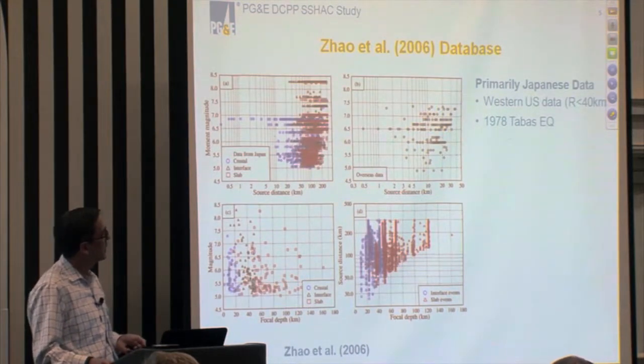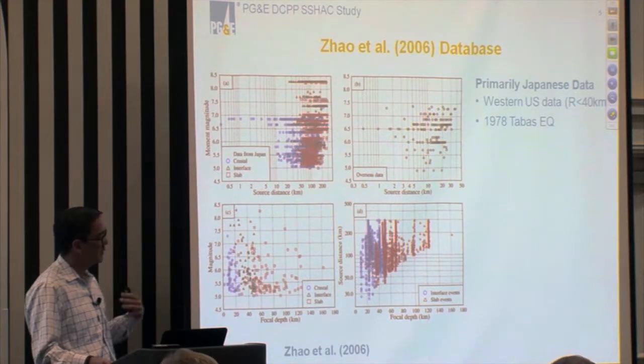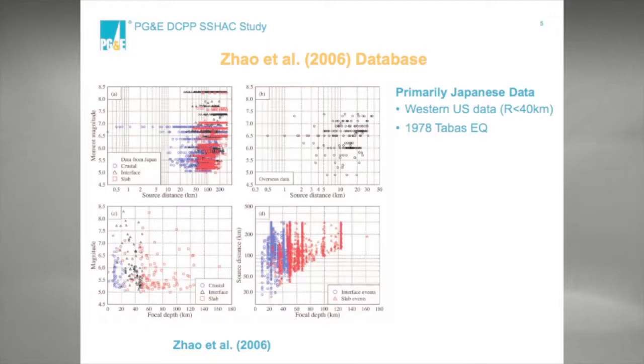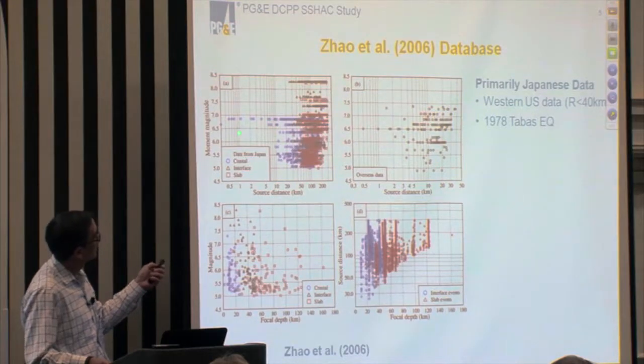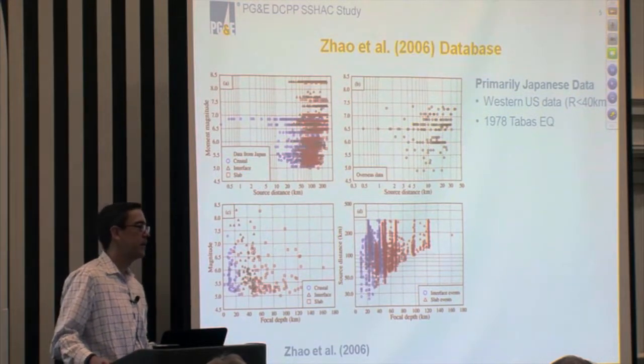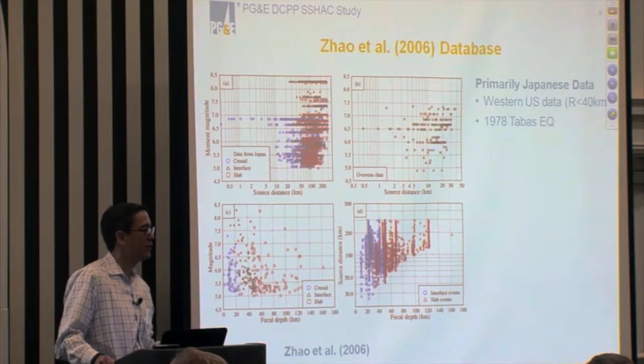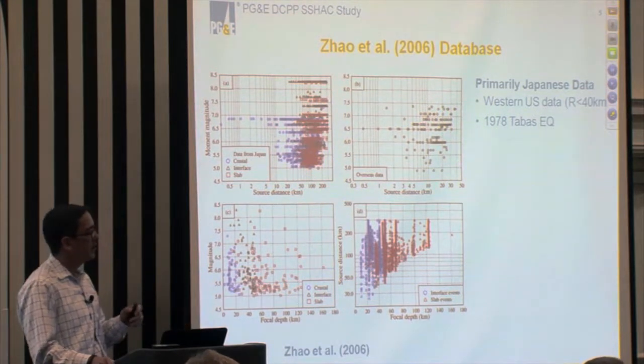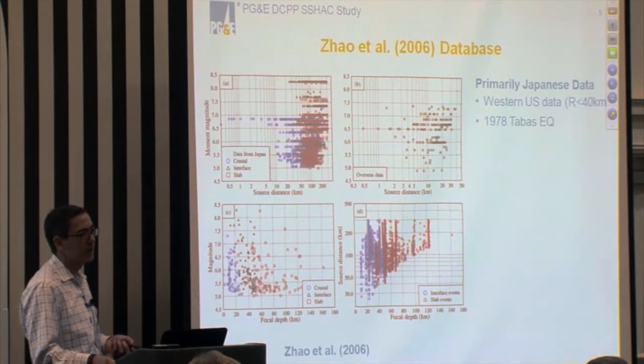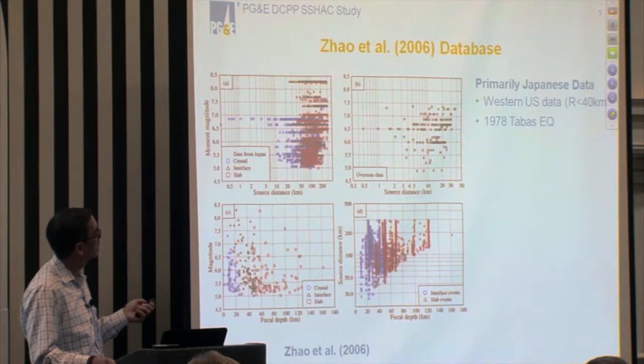If we look at the Zhao database, as I mentioned, his development of his model included both crustal events and subduction events from Japan. In this figure, which comes out of his paper, the blue symbols are the crustal events, and the red and the black symbols are the 2 different types of subduction events, being the inner slab and the interface events. So again, he developed a different model for each type of seismic source, and we're only looking at the crustal model.